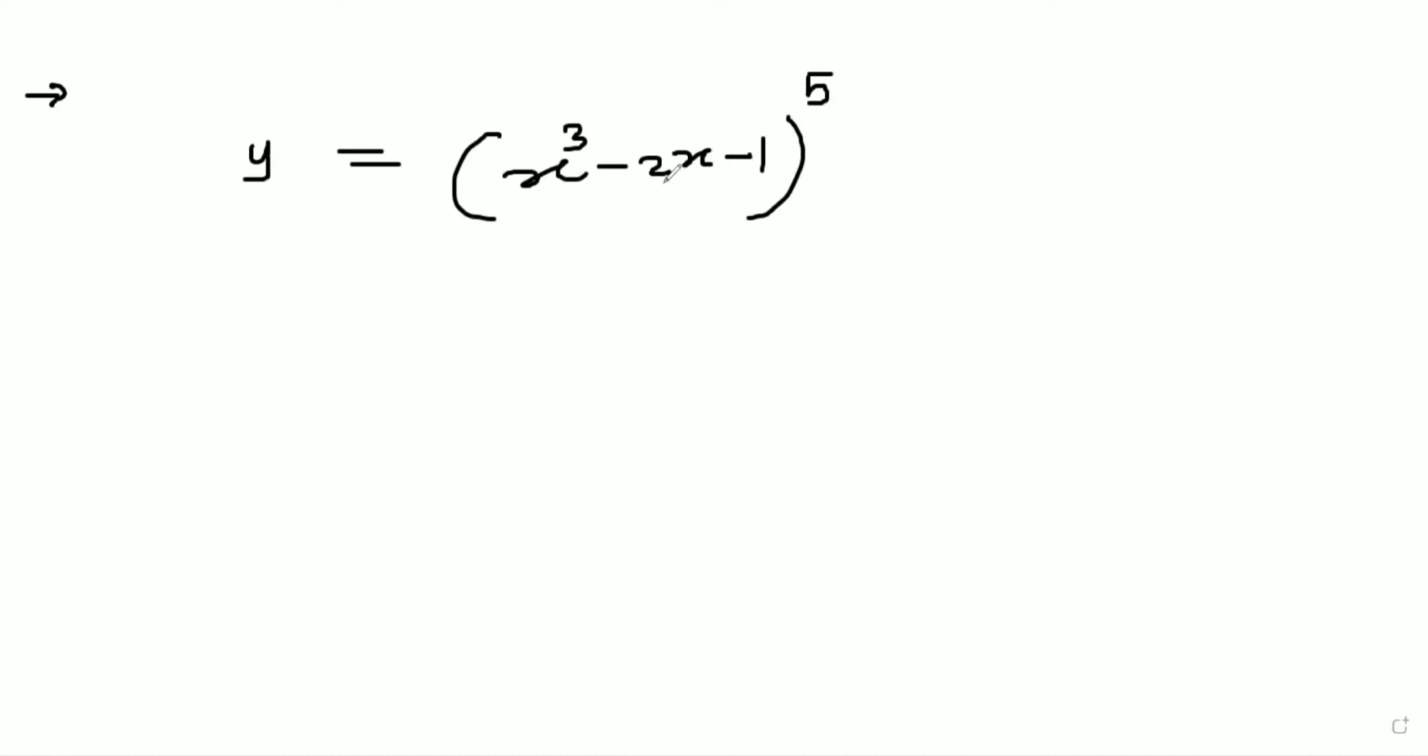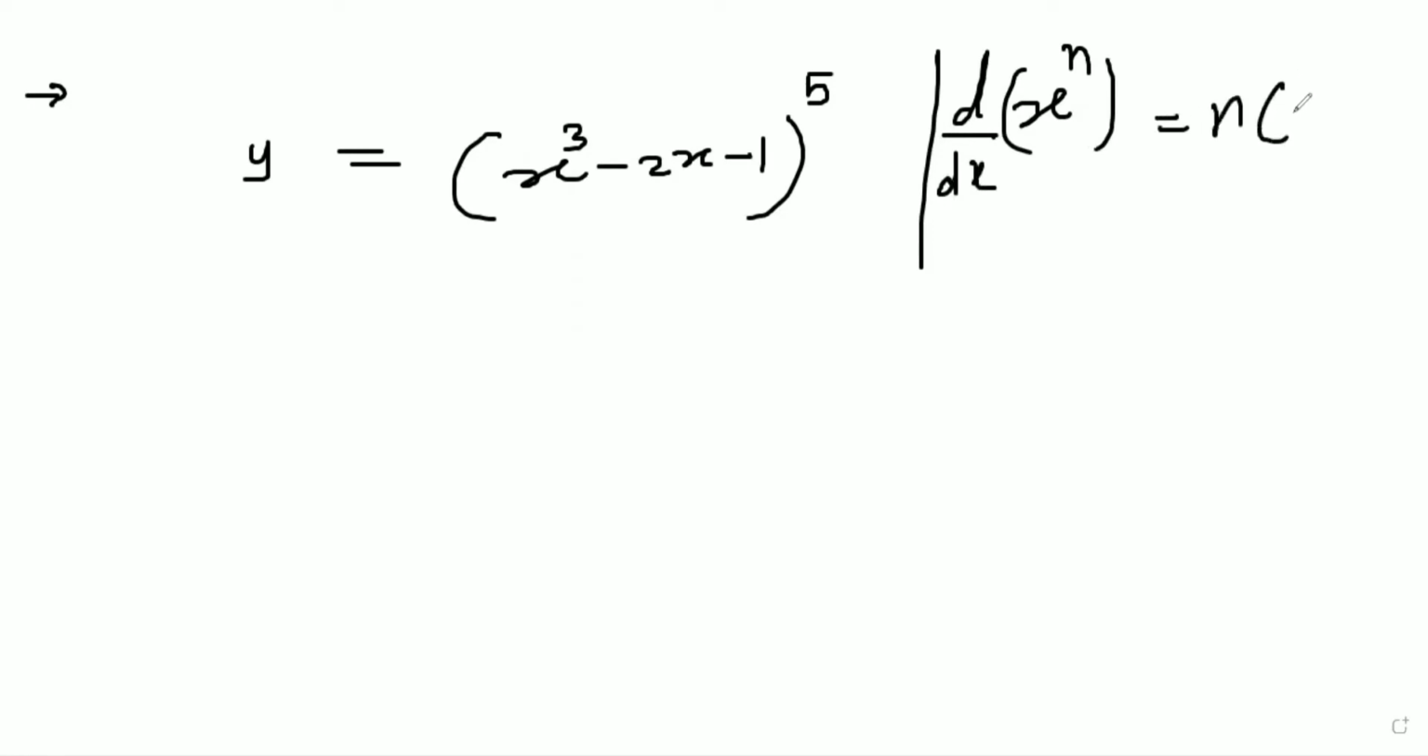The present variable in the given function is x, and therefore we will find the derivative of y with respect to x. Now, as we know the rule, if the function is x raised to n, where n can be any natural number, then we can find the derivative of the given function with respect to x as n into x raised to n minus 1.